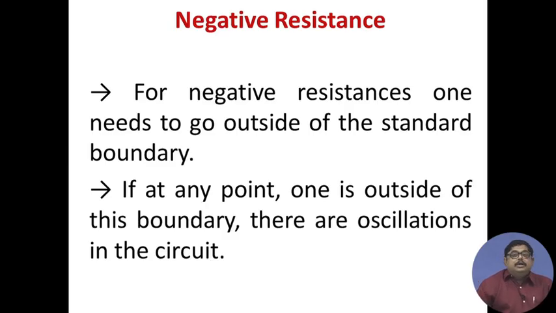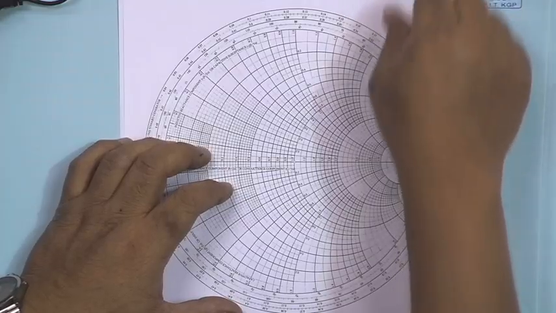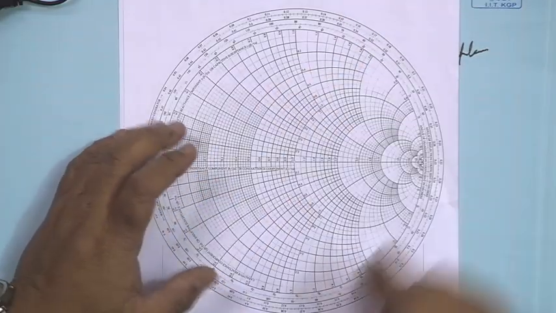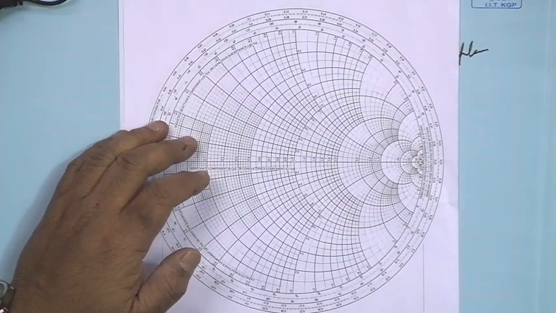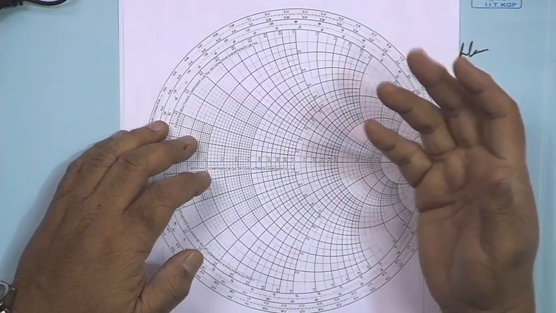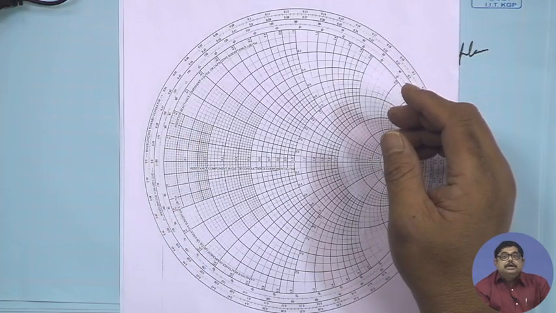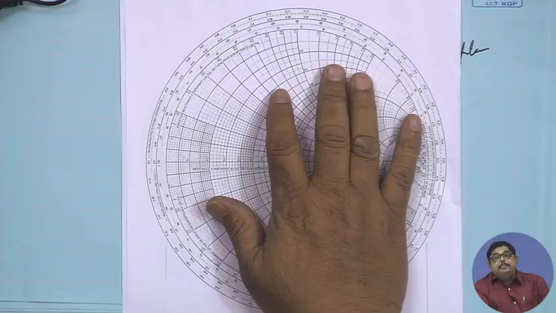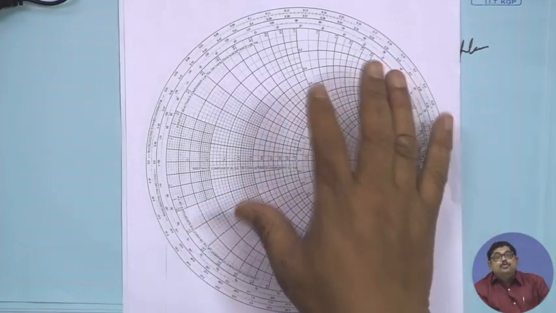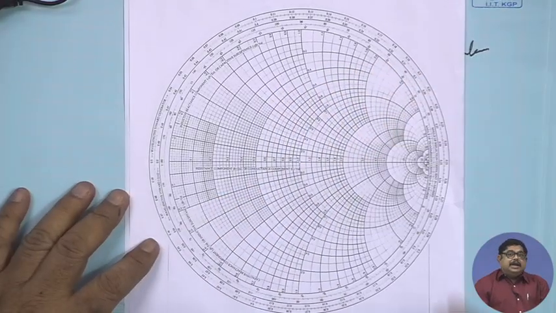If at any point one is outside of this boundary, then you be careful, because oscillations are starting in the circuit. So, if by doing something you find out that you are going outside of this outer boundary, that means your r bar is becoming negative, then your oscillations have started. So, it is no more a passive circuit. This is a very good caution RF engineers get.